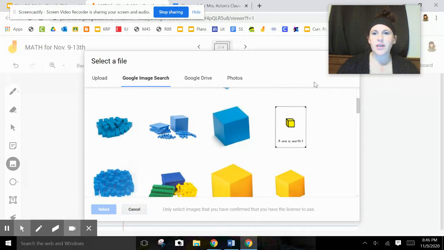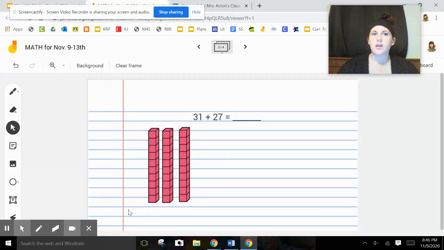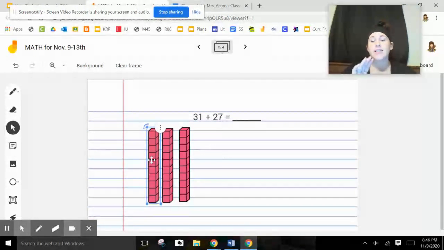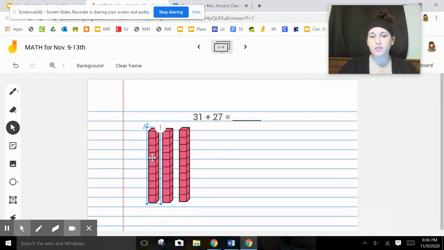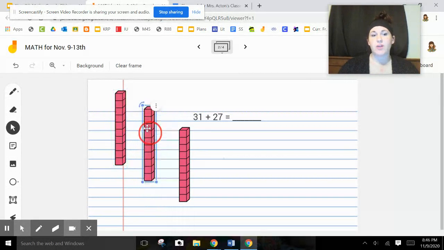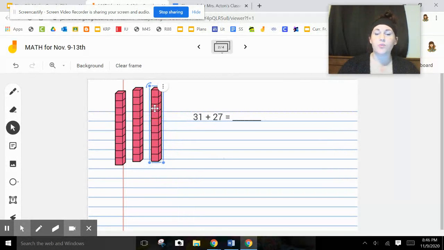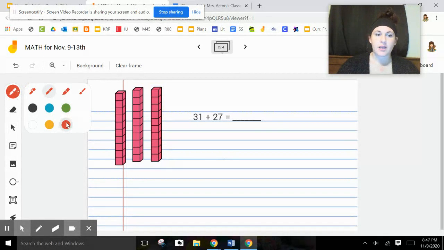So yeah, I could do that if I wanted to, but I want you to think like you're going a step closer to being able to do this on your own, to where you don't need these blocks, to where all you need is a piece of paper and a pencil to be able to solve this. So this is fantastic that you have these 10 sticks and that you can find a ones cube to create 31 and 27, but I want you to use a different way.